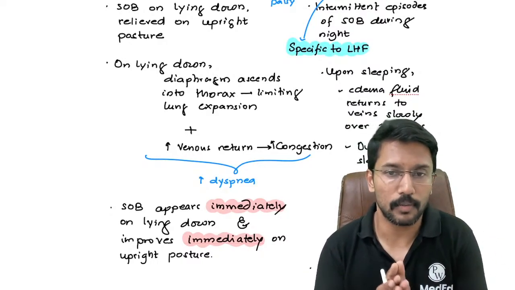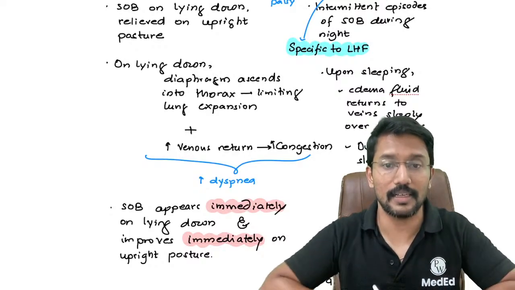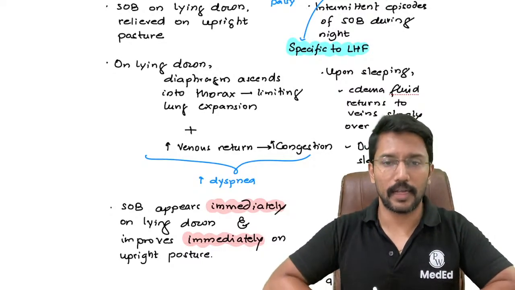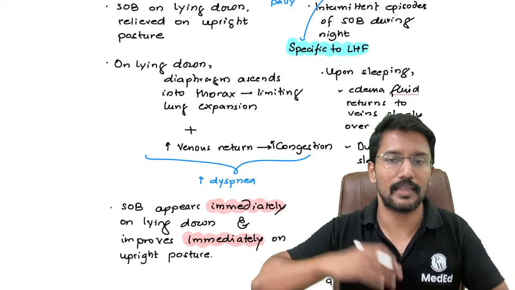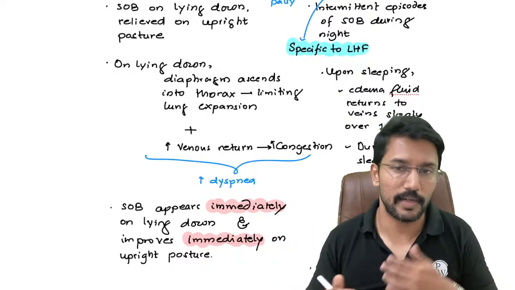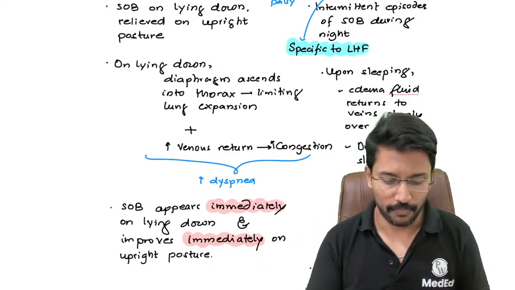The second important component responsible for orthopnea is the diaphragm. So when we lie down, the diaphragm slightly ascends up in the thorax and there is less space available for the lungs to expand. That also contributes to orthopnea.